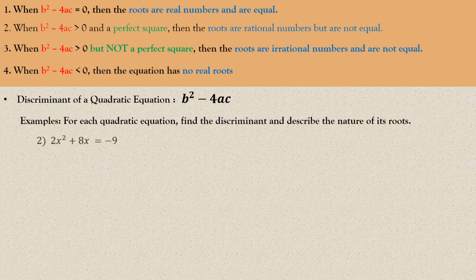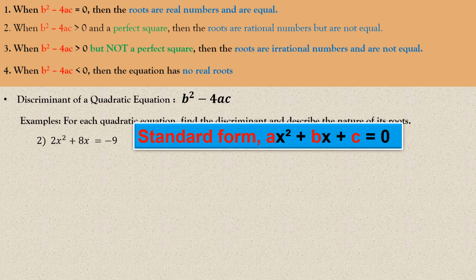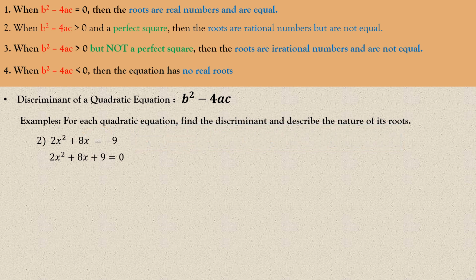So another example. So you have 2x squared plus 8x minus 9. Again, write that one into its standard form. Transpose 9 to the other side. That makes it positive 9. So you will have 2x squared plus 8x plus 9 is equal to 0. Find the value of your A, B, and C. Then your discriminant, b squared minus 4ac.